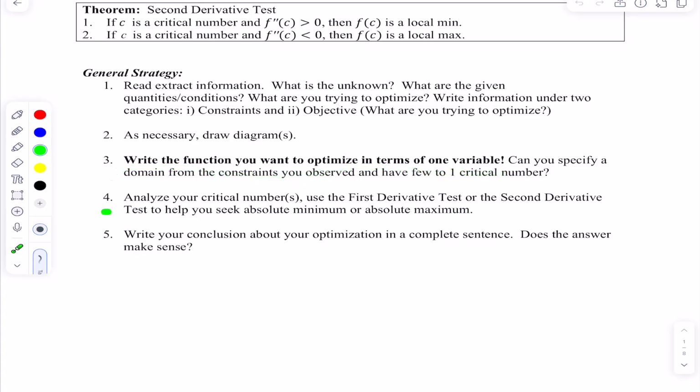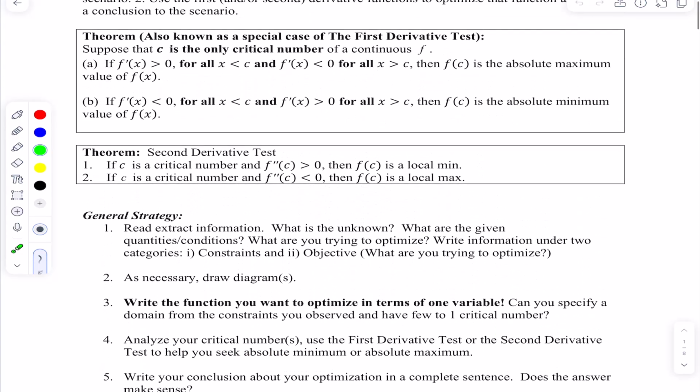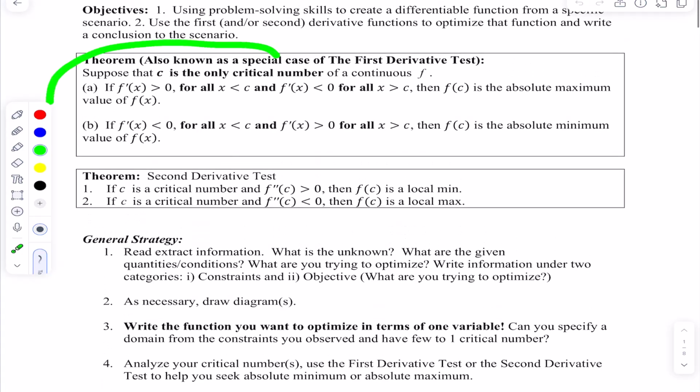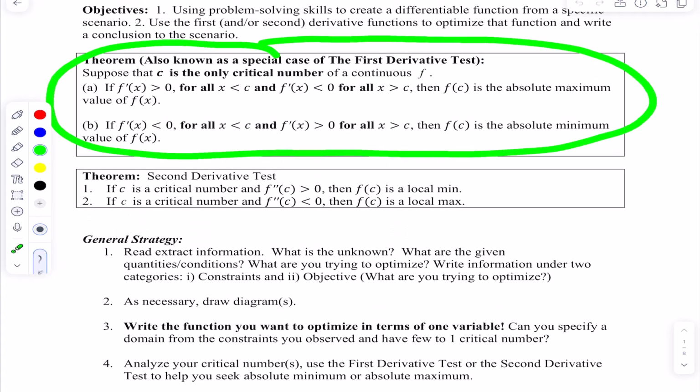Once you get your differentiable function, you're going to use the first derivative test or the second derivative test to see if you have an absolute min or absolute max at a critical number. Now the goal is to get one critical number. A lot of times if you have more than one critical number, then I would advise you to use the second derivative test. But if you only have one critical number, then the first derivative test is a little bit easier to use.